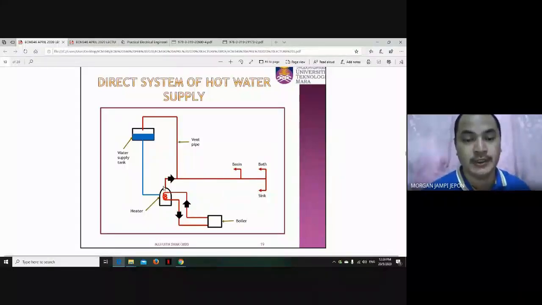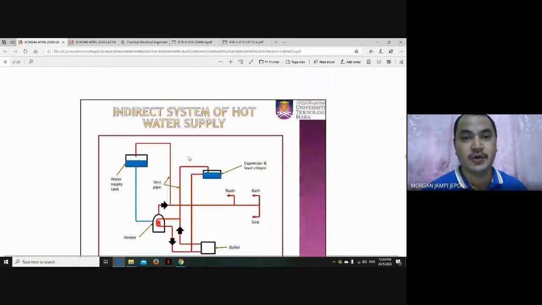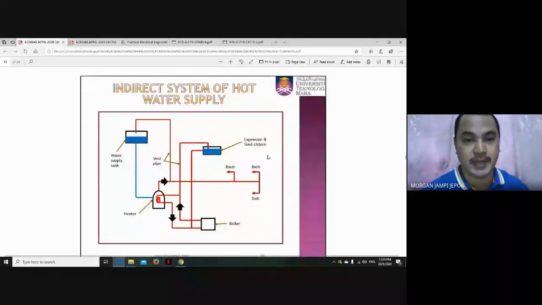And that hot water will be pumped into the piping system, and part of that will go to the kitchen as well as the bathroom and toilet. Okay, and the overflow pipe is provided so that the hot water, if not in use, will go back to the cold water supply tank here. So it's called direct hot water supply because the hot water is supplied directly from the heater to the kitchen, toilet, and bathroom.